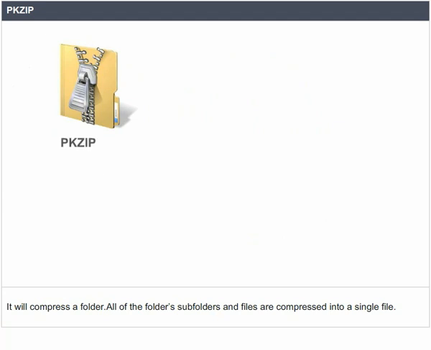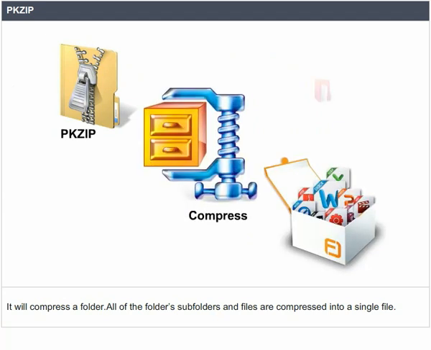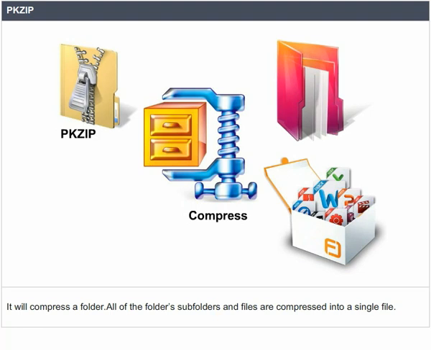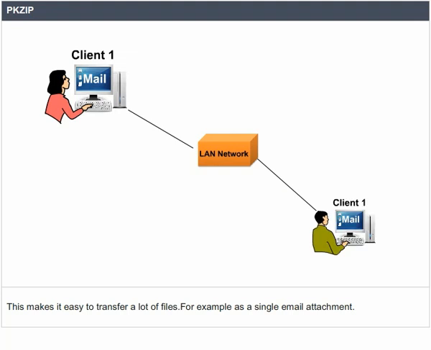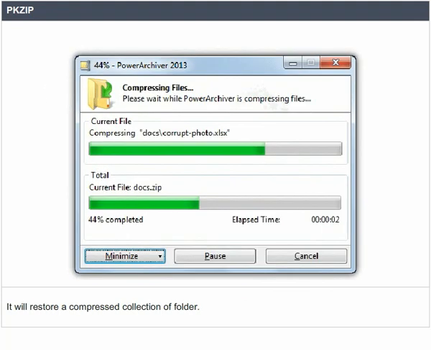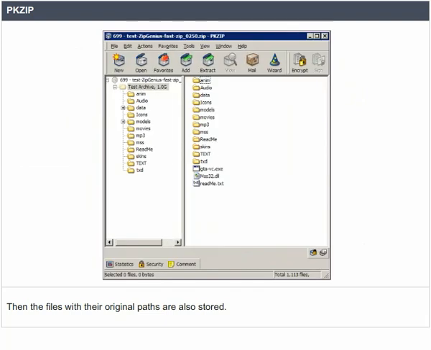It compresses a folder. All of the folders, subfolders, and files are compressed into a single file. This makes it easy to transfer a lot of files in a single email attachment. It will restore a compressed collection of folders, and the files with their original paths are also stored.